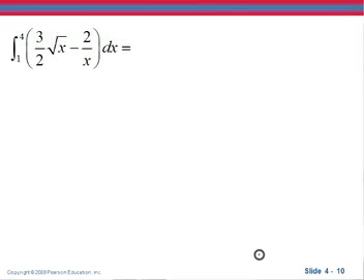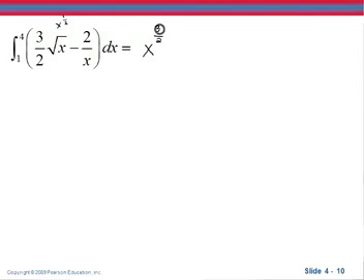Okay, let's do one more. We want the integral from 1 to 4 of 3/2 square root of x minus 2 over x. Now remember, we talked about how if we make square roots into exponents, we can use the power rule. Now we want to find the antiderivative of 3/2 times x to the 1/2. The antiderivative is what you get when you add 1 to the exponent, which gives 3/2.